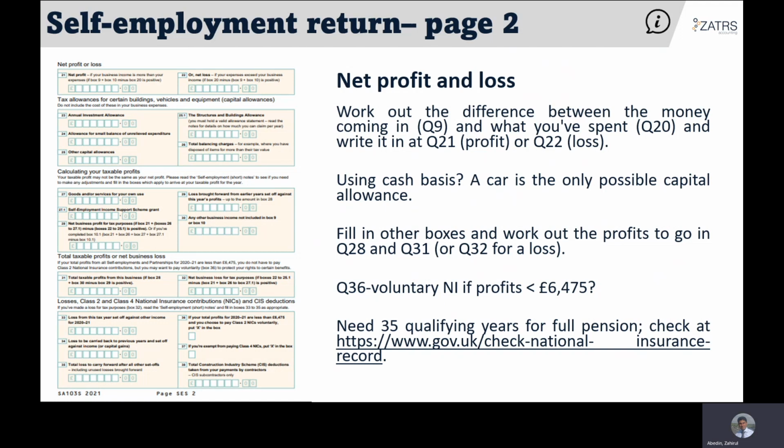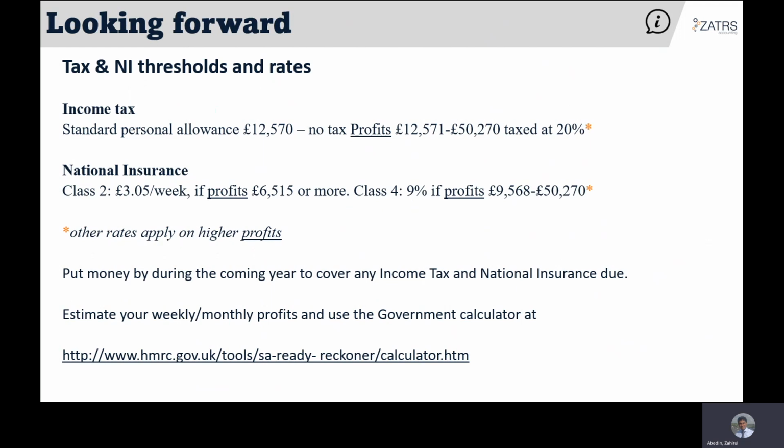We have gone through now the paper return. If you want to get a better handle on doing the online return, have a look at the video from the HMRC YouTube channel. The next slides are just going to be looking forward rather than dealing with your tax return. We are almost at the end of this presentation. As I mentioned before, the key point is tax and national insurance are based on your profits. Now, if in the current year you think you're likely to make a profit, you really want to also think about putting money aside to cover the tax and national insurance that you might have to pay at the end of the year.